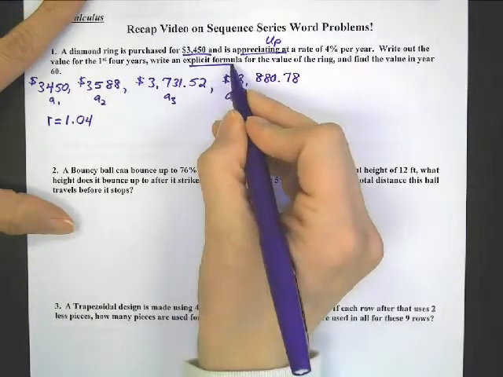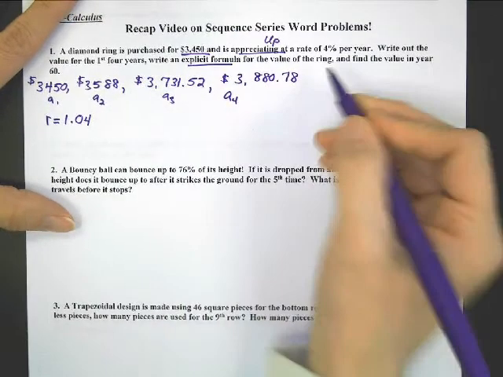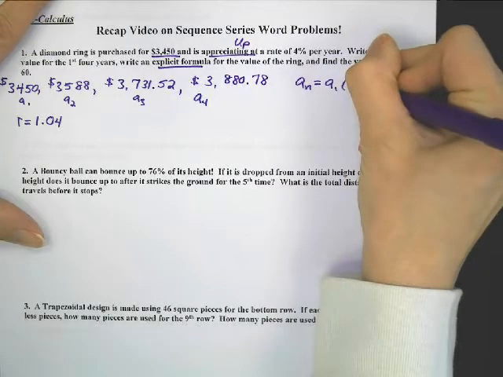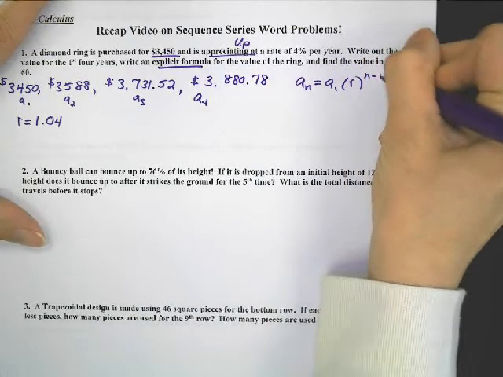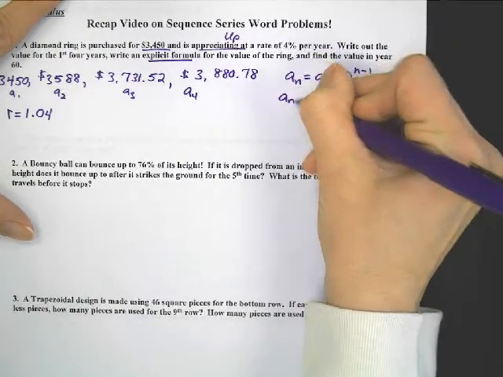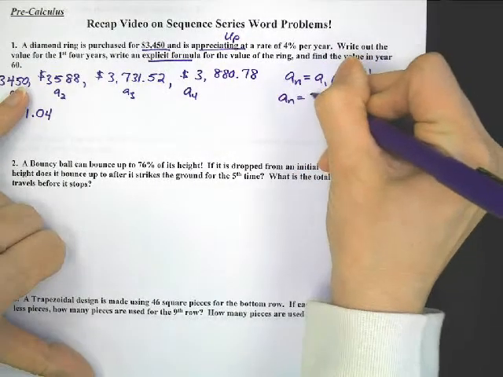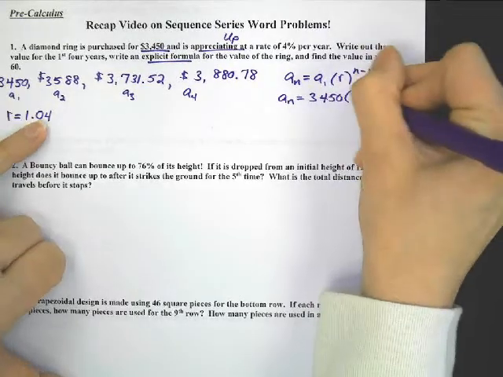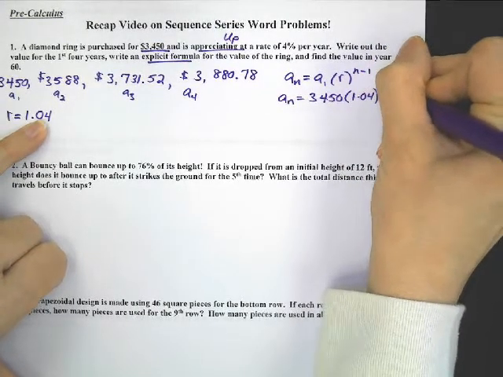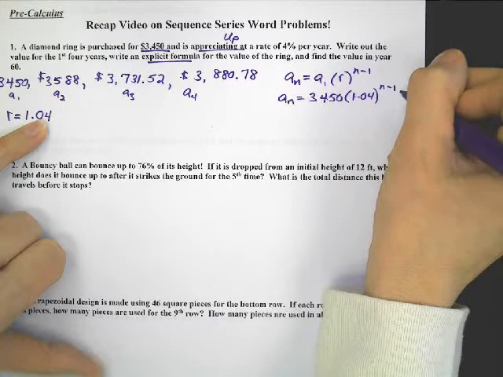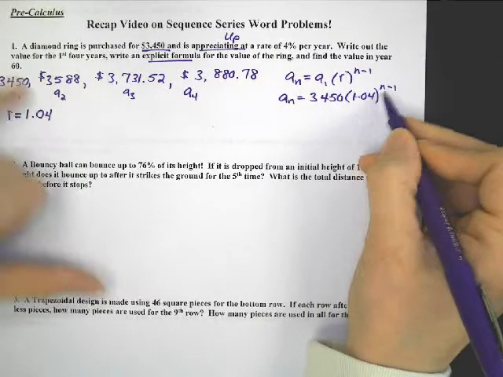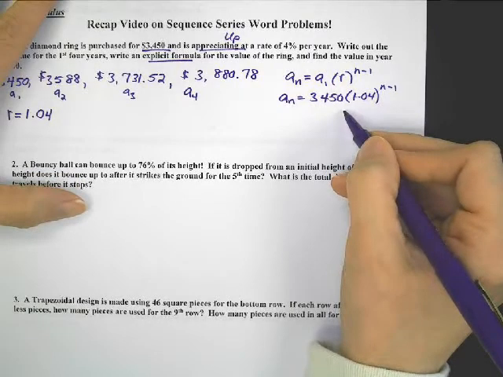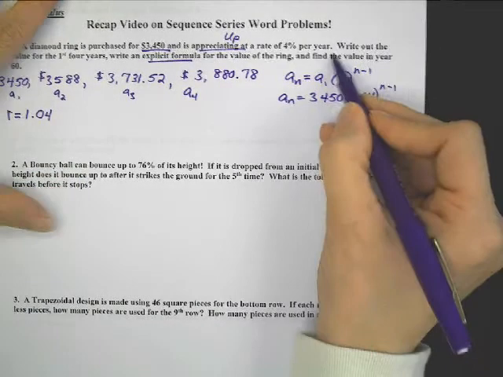Write an explicit formula for the value of the ring. Okay, so the A sub n formula is A1 times R to the power of n minus 1. For this ring, A1 is $3,450. The R is 1.04 to the power of n minus 1. Sometimes I like to split and flip this, but I don't know if that's going to get a little messy. I think I'm just going to leave it like that.